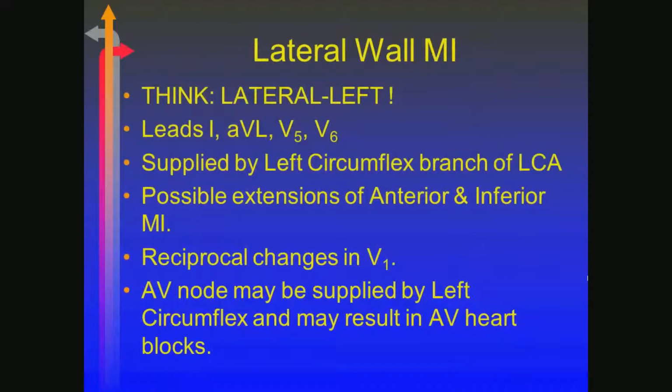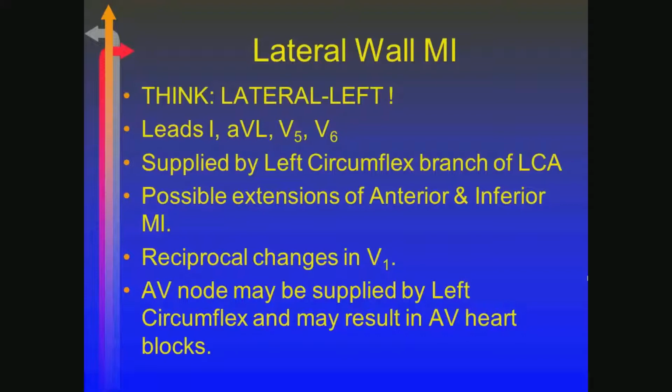Lateral wall, let's start with that one. Lateral means left. Anything that looks towards the left side of the body is going to tell us about the lateral wall. So I, aVL, and V5 and V6. This is supplied by the circumflex branch of the left coronary artery. And it can have an extension to either the anterior wall and even possibly the inferior, because as that circumflex wraps around, it feeds part of that inferior wall.